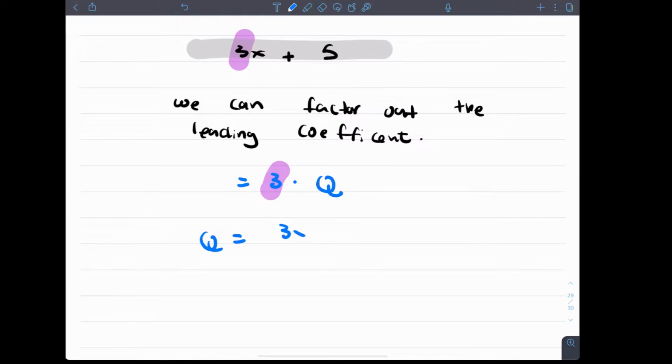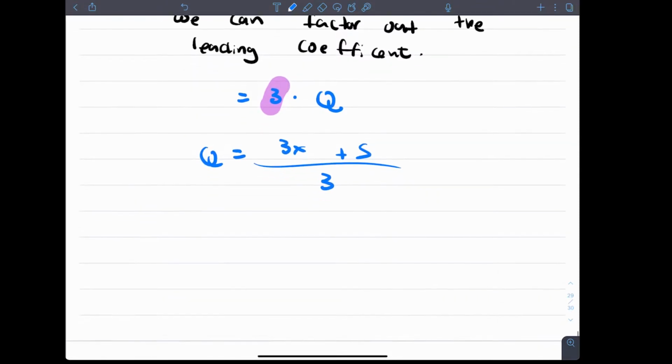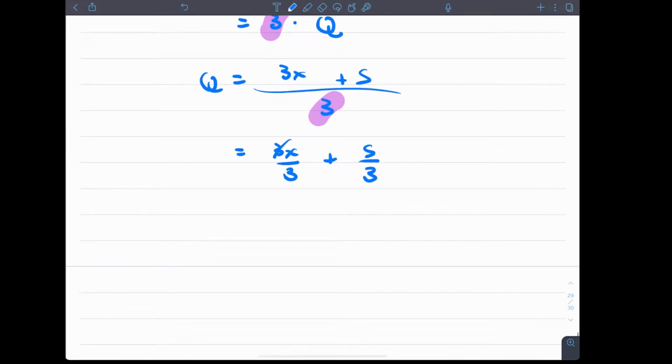Yeah. Take the 3x plus 5, and what do you divide by? That 3. Okay, it's not the GCF. So that means you get 3x over 3 plus what? 5 over 3. The 3's cancel. What's the quotient? It's x plus 5/3, ladies and gentlemen.